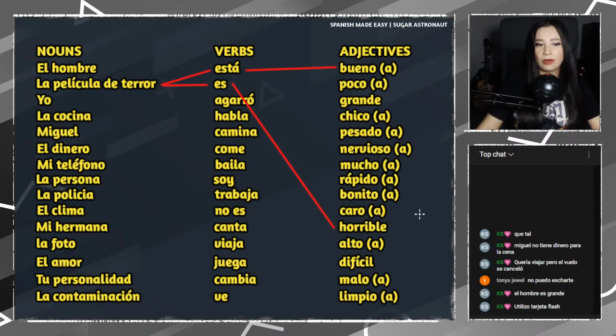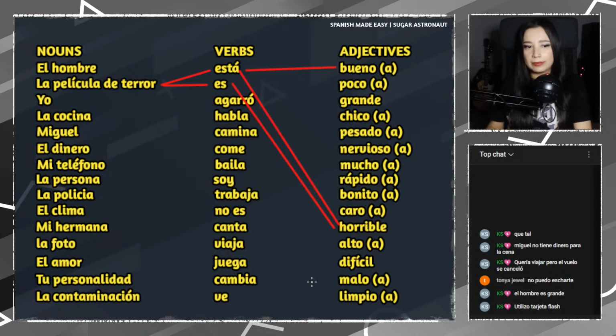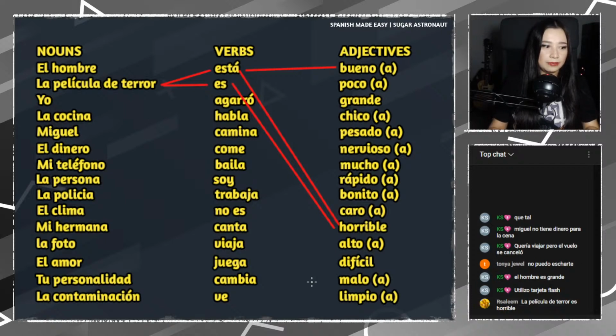You could say esta es horrible. Okay, so that es or está. So either one works in that case. La película de terror está horrible, or la película de terror es horrible. A movie is not gonna change, right? But you might change, like your opinion might change. So that's why está and es work in that situation.